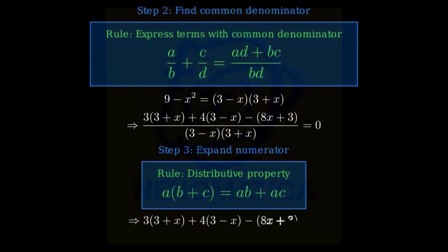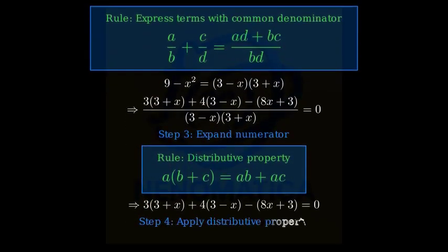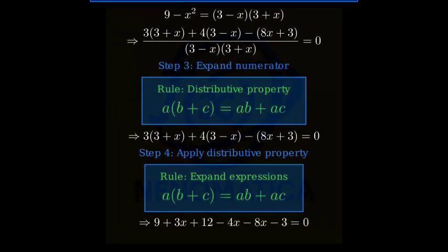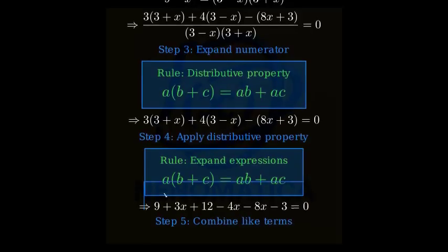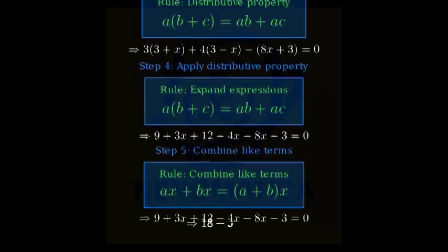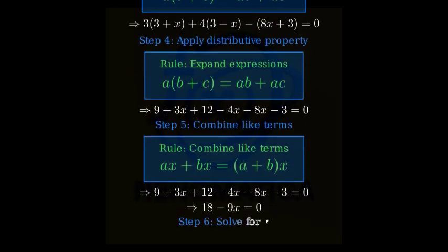Step 4. Now let's expand using the distributive property. Step 5. Let's combine like terms to simplify our equation. Step 6. Now we'll isolate x by dividing both sides by -9. Let's verify our solution by checking if x equals 2 satisfies our original equation.